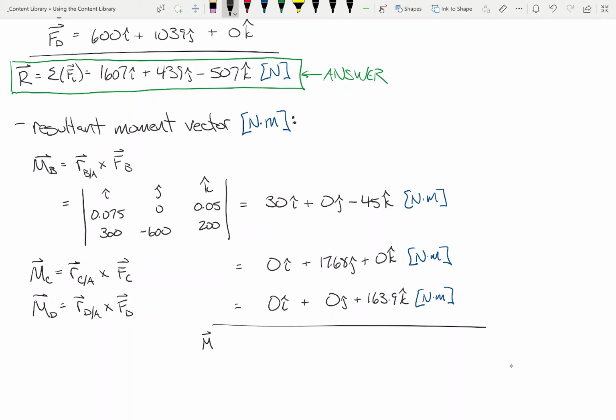So just summing up these vectors, same idea. 30I, 17.68J, and this one's going to be something like 118.9K.